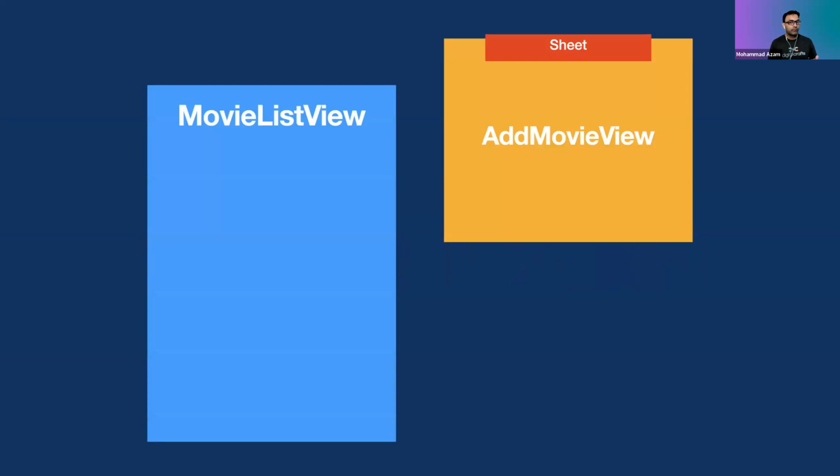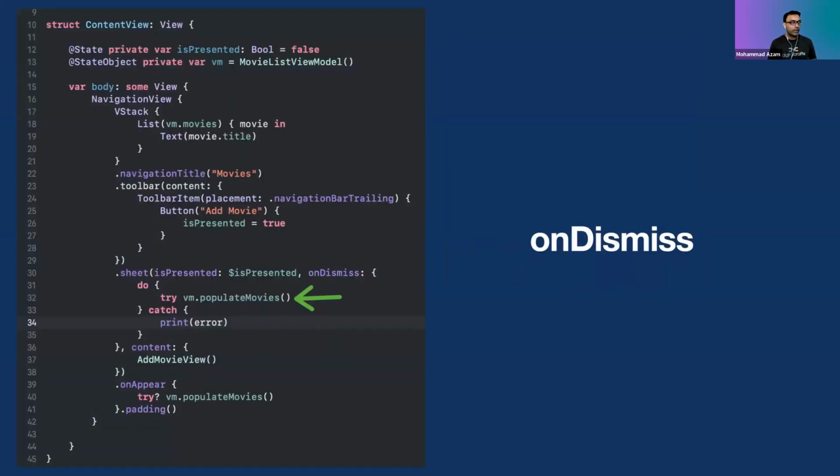I would add the movie in the sheet, but now my movie list view needs to refresh. How do I do that? What I ended up doing is, whenever the sheet was dismissing, I would populate movies again. I would go to the database again, not a big deal. It's a local database, who cares? And then I would populate the whole thing again. That works, but I'm like, okay, that doesn't feel reactive.